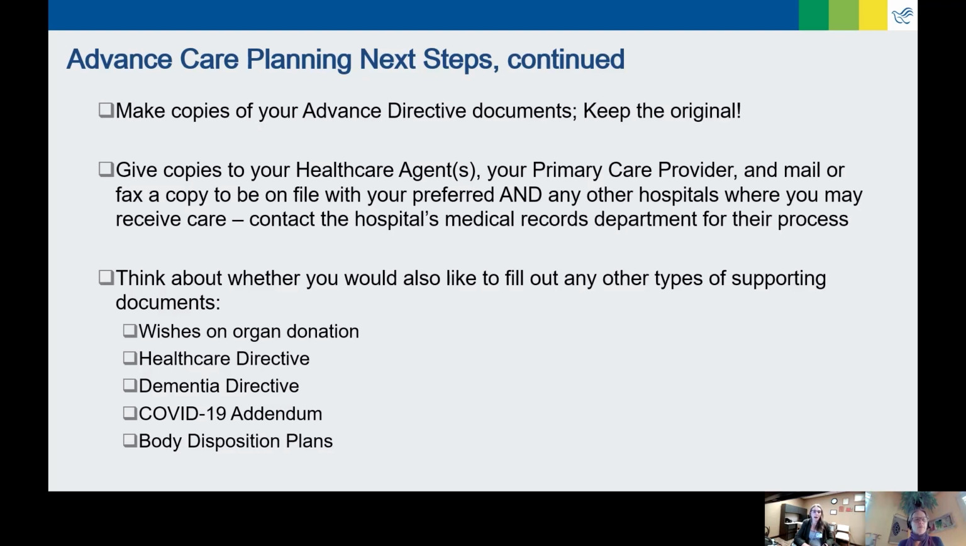In terms of how many copies to make, you'll want to give a copy to your healthcare agent and any alternates that you'll name. You also would want to get one on file with your primary care provider, and then mail or fax a copy to be on file with your preferred hospital, as well as any other hospitals where you may receive care.